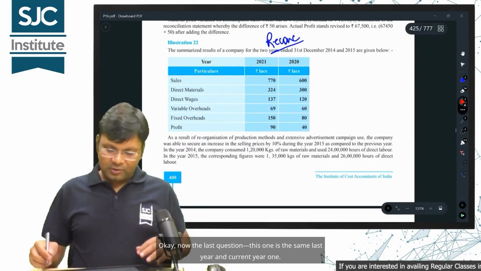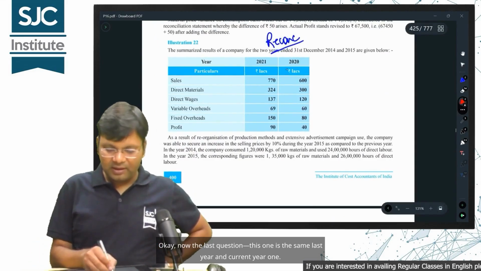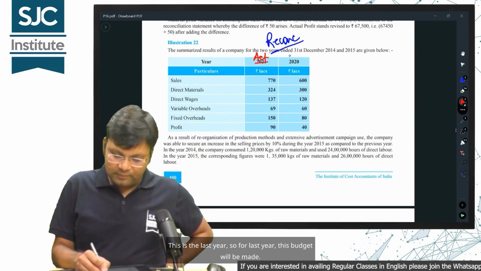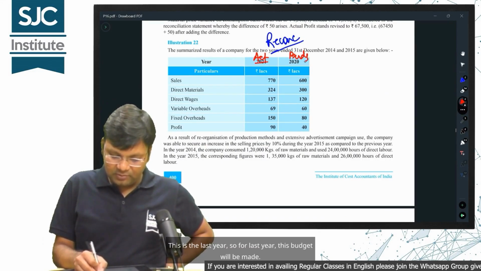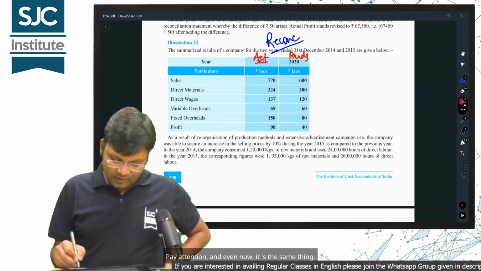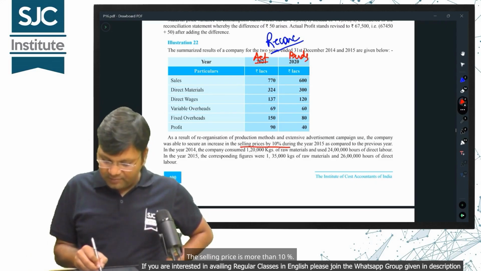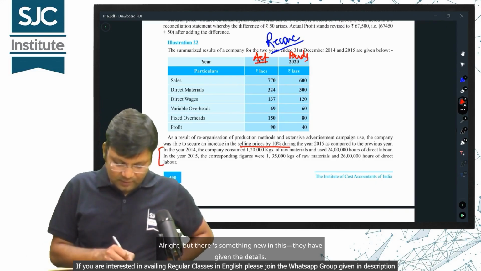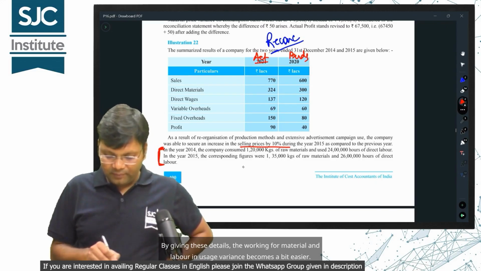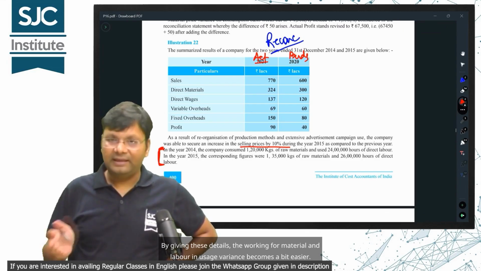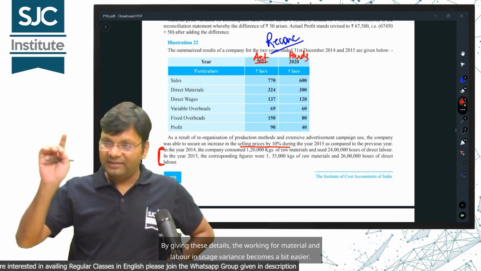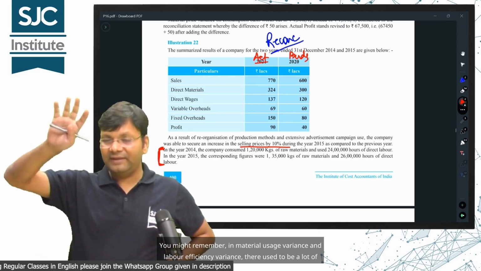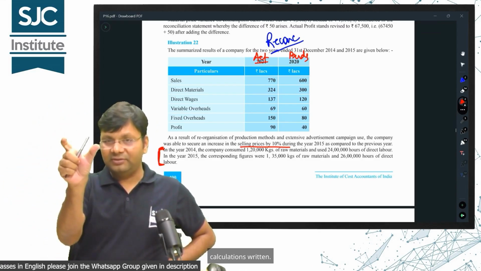Okay, now the last question. This one is the same last year and current year one. But here, this is the current year. This is the last year, so for last year, this budget will be made. Pay attention, and even now, it's the same thing. The selling price is more than 10%. Alright, but there's something new in this. They have given the details. By giving these details, the working for material and labor in usage variance becomes a bit easier. You might remember, in material usage variance and labor efficiency variance, there used to be a lot of calculations written.